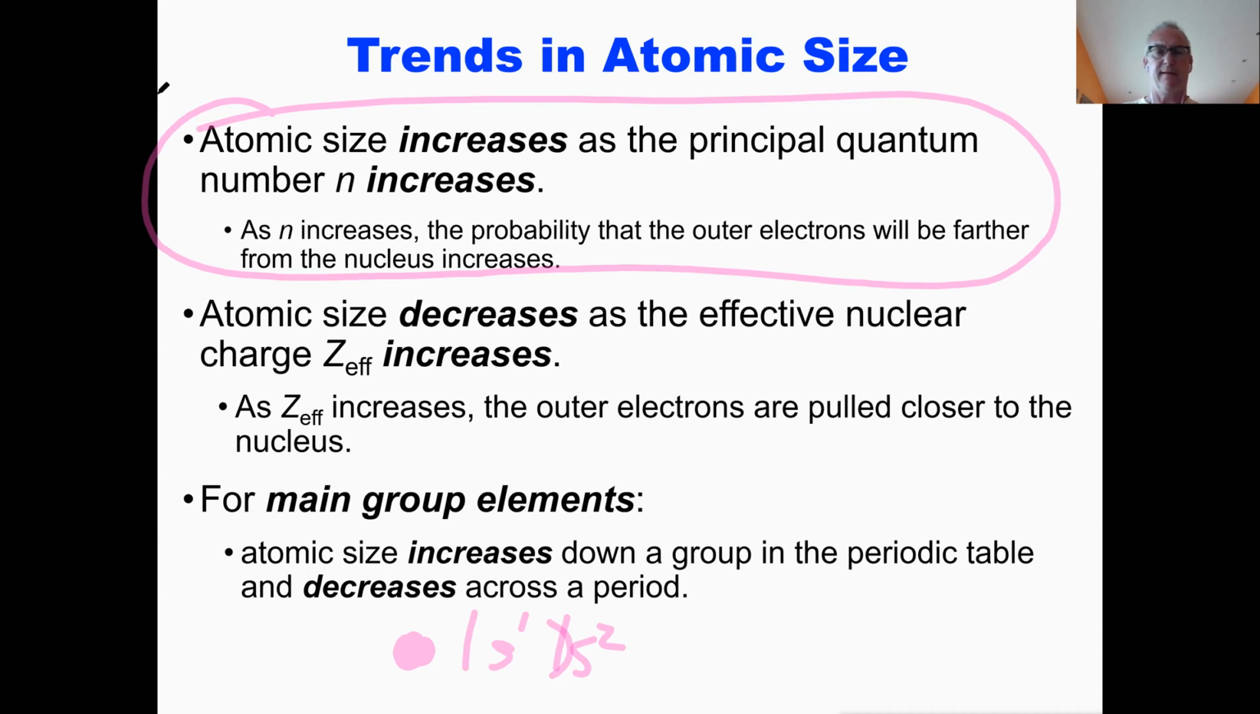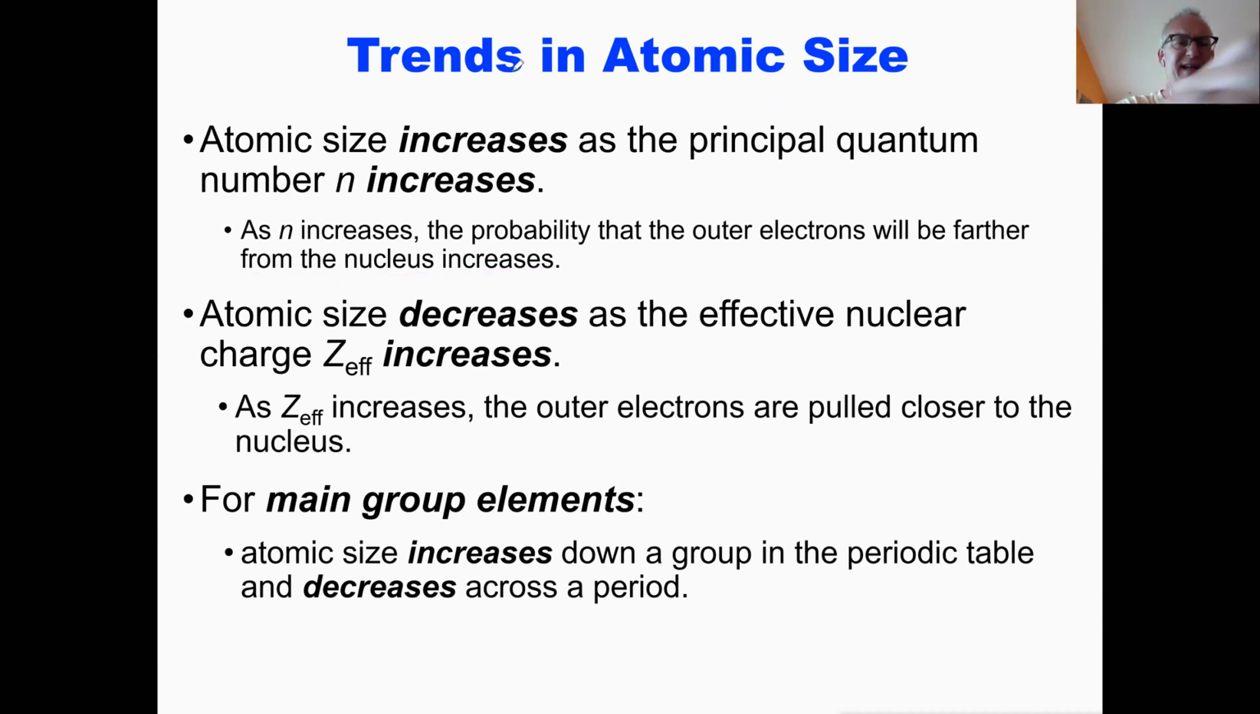Yes or no? Okay, I'll keep blathering. What doesn't make sense immediately is as we go across the periodic table. So as we go down the periodic table, elements get bigger. Duh. Yeah, we're adding new shells each time. It's getting a lot bigger.